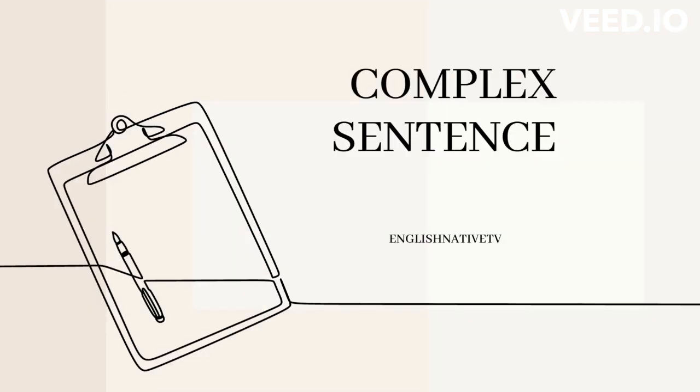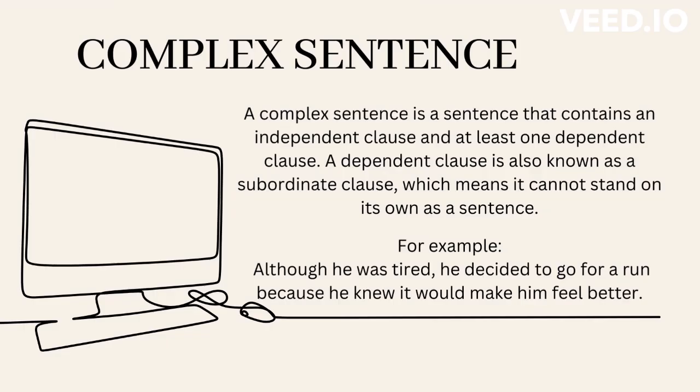A complex sentence is a sentence that contains an independent clause and at least one dependent clause. A dependent clause is also known as a subordinate clause, which means it cannot stand on its own as a sentence. For example, although he was tired, he decided to go for a run because he knew it would make him feel better.